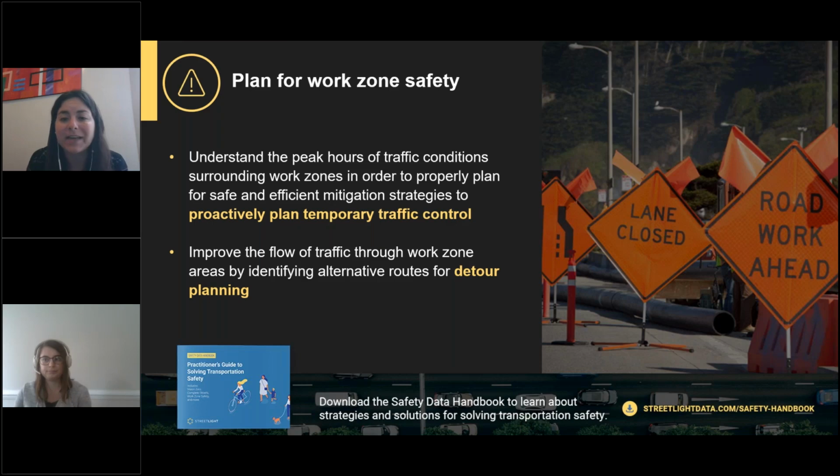Also, analyze the efficacy of enhanced road work in work zones by performing before and after studies to diagnose if the road work improved mobility conditions and to view the impact of construction detours. As I mentioned earlier, to dive into all of these examples with screenshots and examples of how customers are doing this in the real world, check out our safety handbook that is linked below.